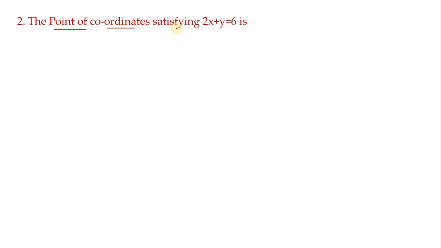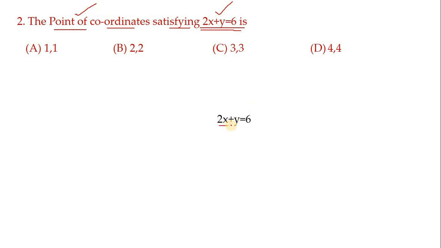The point of coordinates satisfying 2x plus y equals 6 is... Children, first understand the problem. Here they have given a set of points, and they are asking which coordinate satisfies this equation. So to check that, first consider the given equation and substitute the x and y values. If you take 1, 1, you never get 6 as the answer. So let me check for 2, 2. The x value is 2 and the y value is 2. So in the place of x, I substituted 2 and in the place of y also I substituted 2.